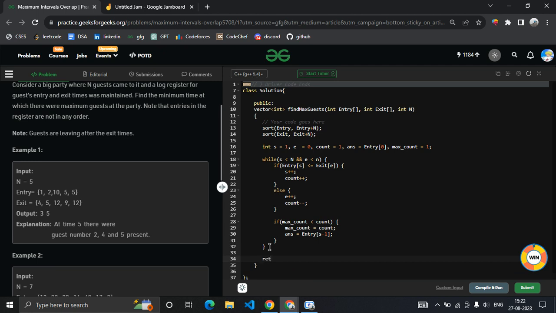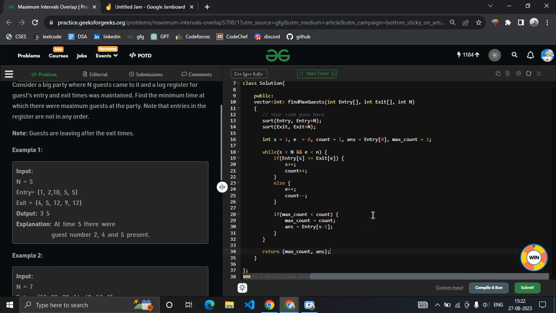I had given the count and the index, right? So I will return the count, that is max count, and other than max count, I have to return the answer. I think this is sufficient and it should run.